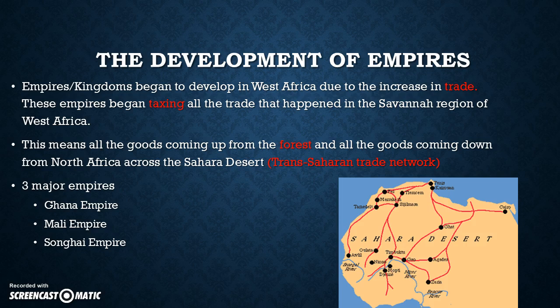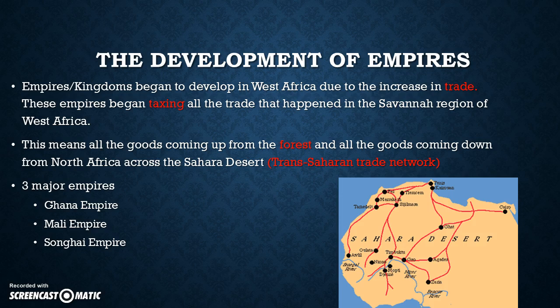So then empires began to develop in the region. Empires and kingdoms began to develop in West Africa due to an increase in trade. These empires began taxing all the trade that happened in the savanna region of West Africa. This means that all the goods coming up from the forests and all the goods coming down from North Africa across the Sahara in the Trans-Saharan Trade network were taxed, or they would collect money on it.